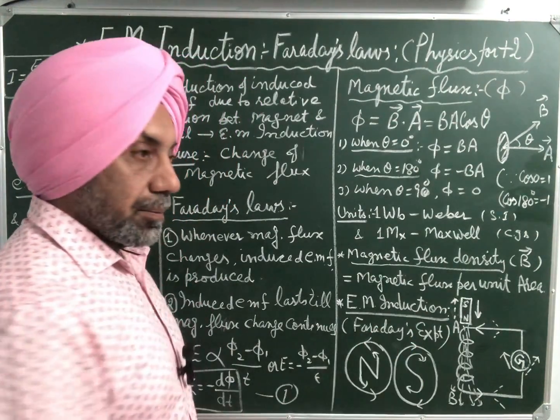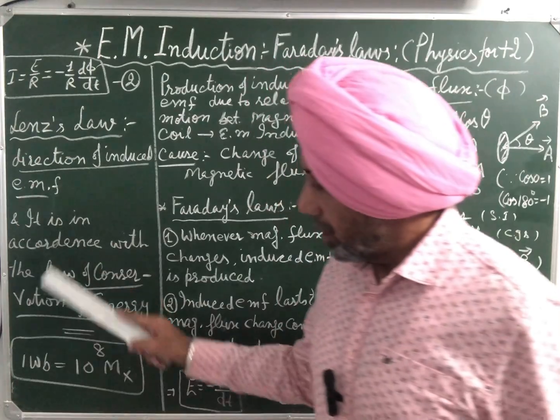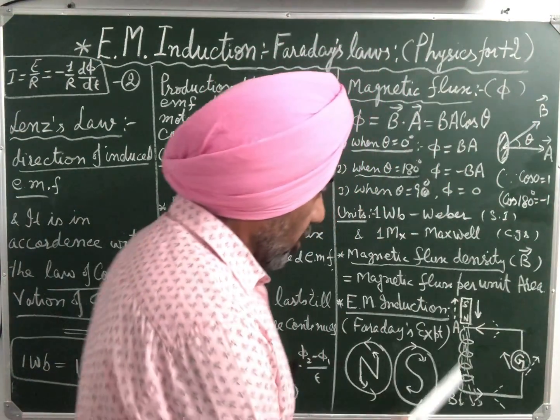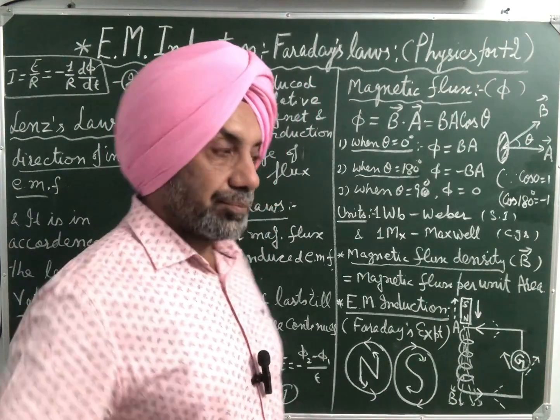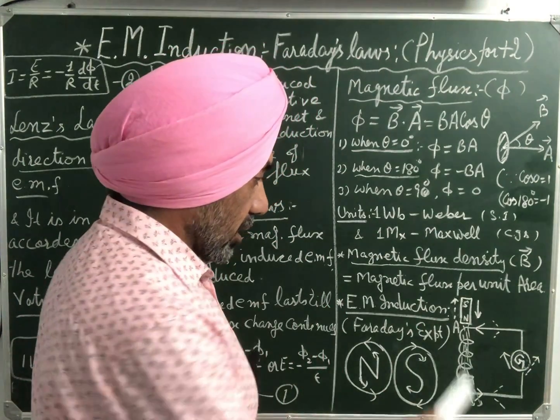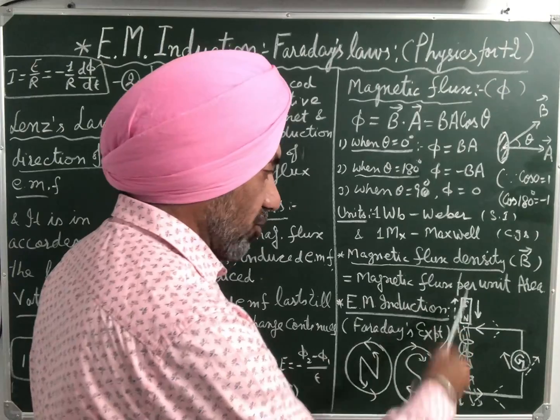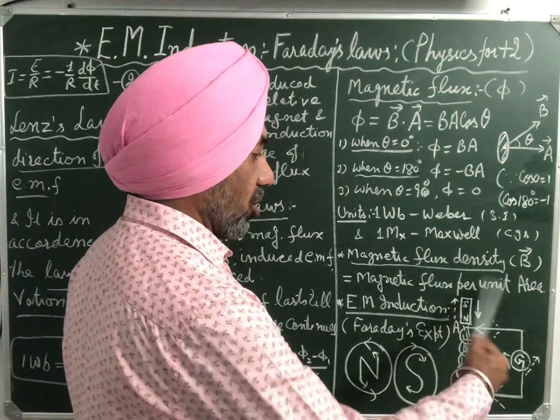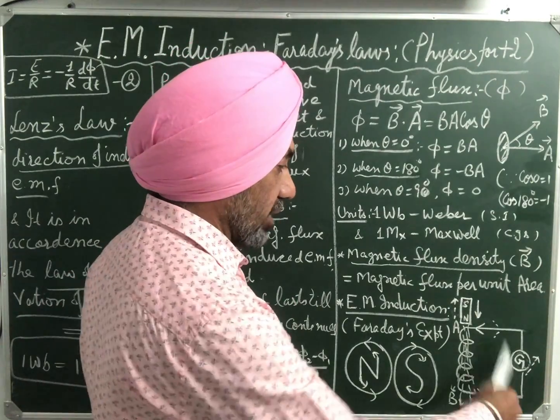How is it in accordance with the law of conservation of energy? Now, when the magnet is moved toward the coil, I said the magnetic lines of force threading the coil increase, and A becomes the north pole. Current is anti-clockwise. Deflection is towards left.